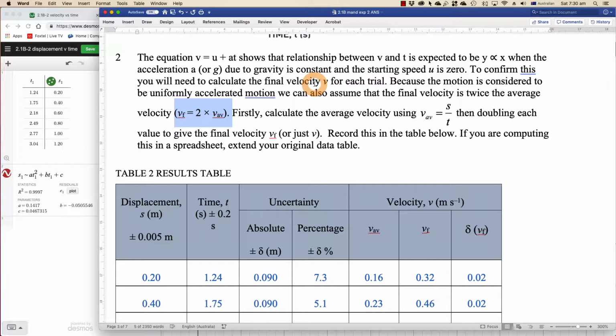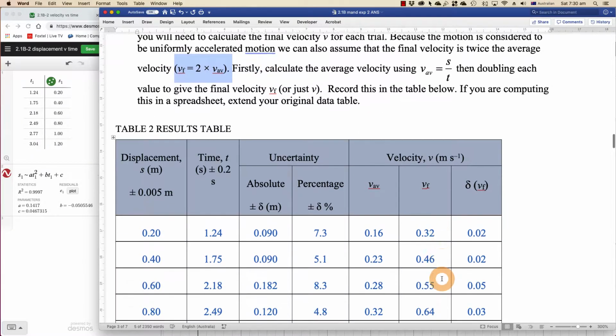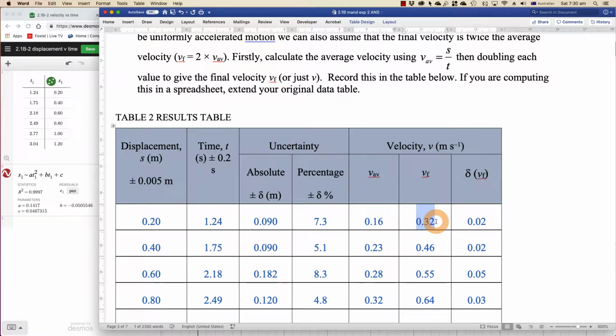Well, if we think about it, we've got two intervals, the starting interval of time and the final interval of time. So we've got an initial velocity and we've got a final velocity. We add those two, initial plus final, and divide by 2 to find the average. So that really is just an equation based on that. So V final equals 2 times velocity average. Simple, straightforward. There's my final velocity.